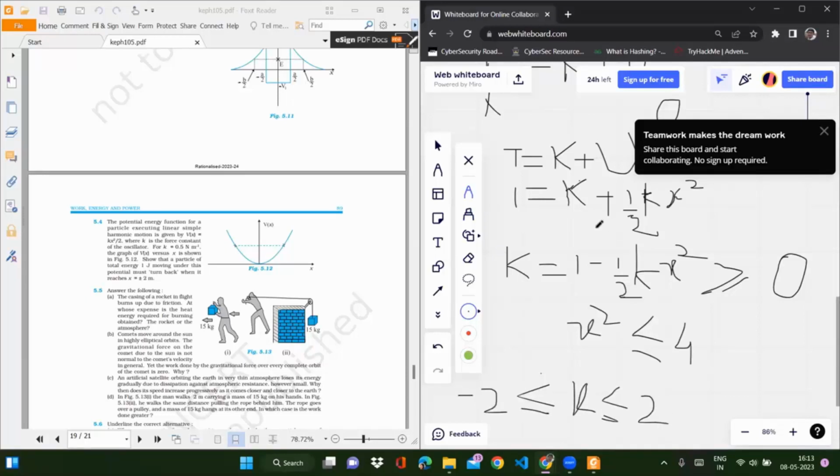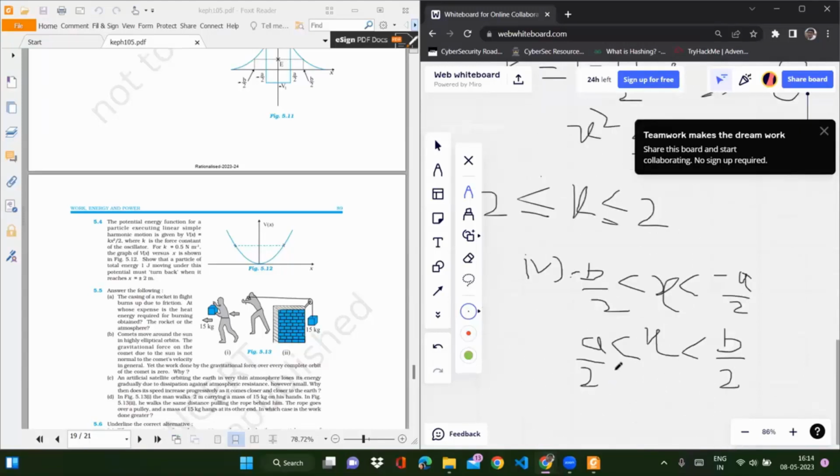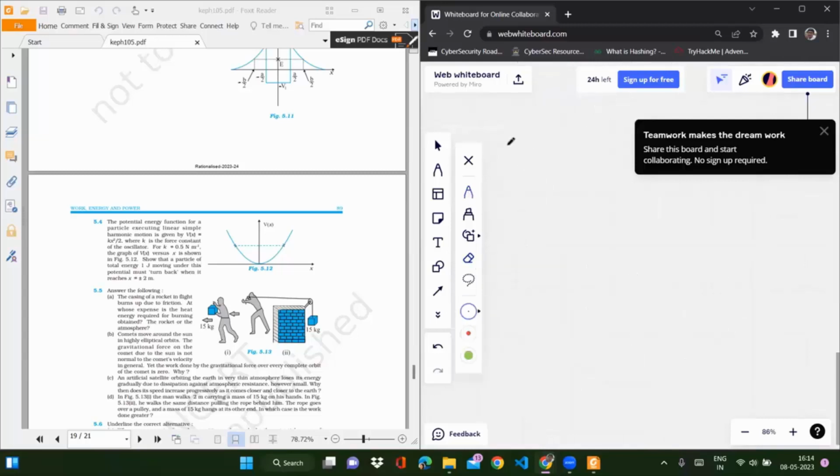So the basic concept in this is that the total energy is equal to kinetic energy plus potential energy, and kinetic energy is always positive or 0. Putting this constraint, we get that x is from -2 to 2. Now we move on to our next question, which is 5.5.